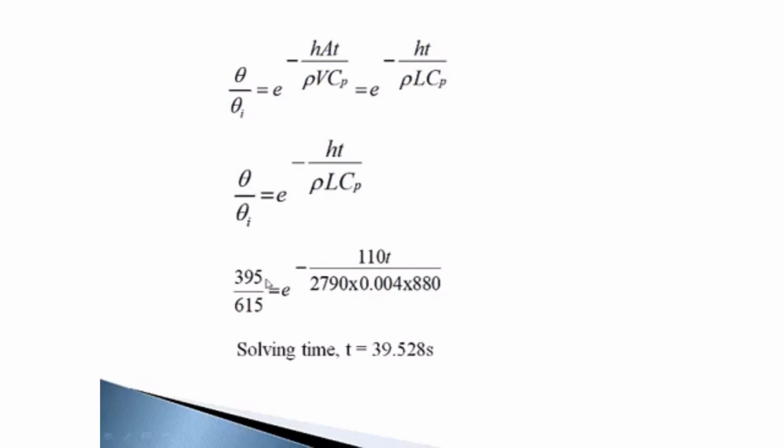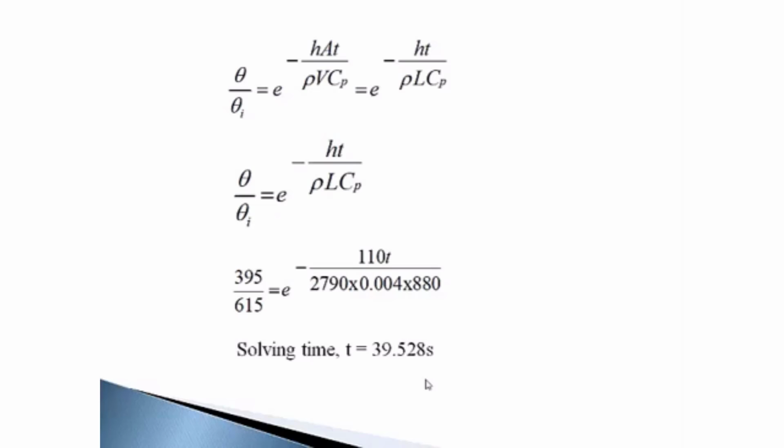Theta we have calculated as 395, theta i is 615, and h is known, density rho is known, characteristic length is 0.004, and Cp value is 880 joules per kilogram Kelvin. So by solving this, you get the time as 39.528 seconds. So it requires 39.528 seconds to reach a temperature of 420 degrees centigrade.